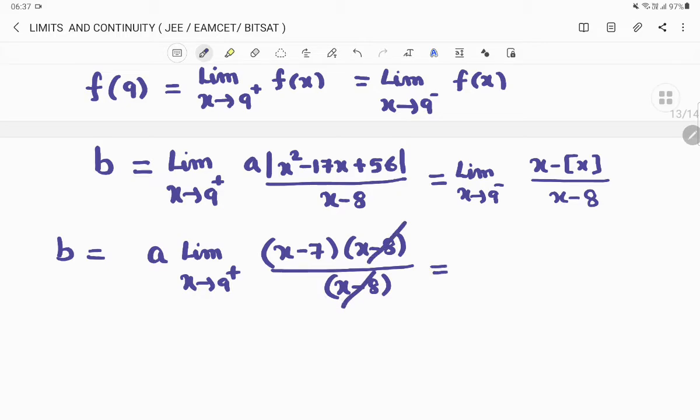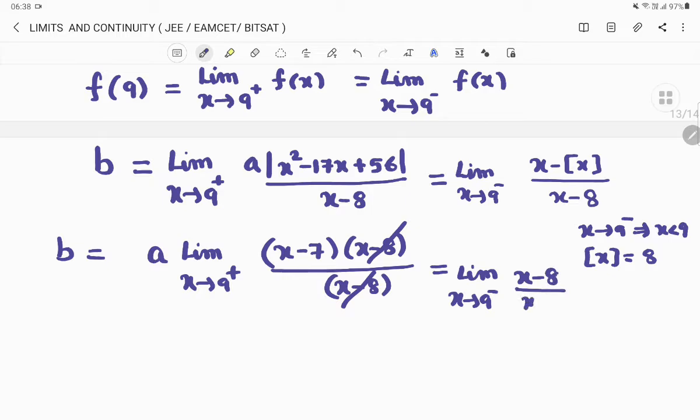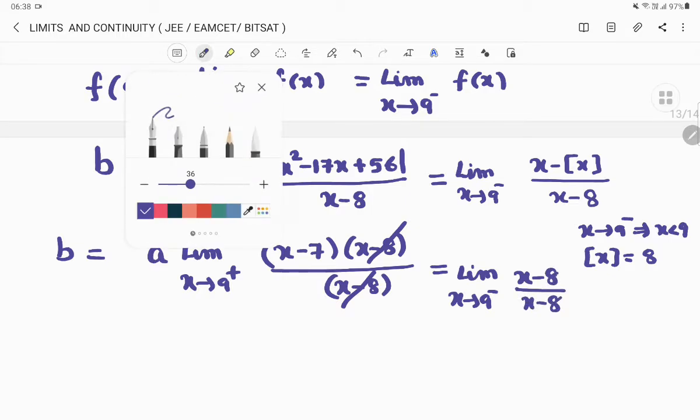And here, a very important thing: as x tends to 9 minus, means x is less than 9. When x is less than 9, step x value lies between 8 and 9. Step of 8 point something should be equal to 8. So wherever step x is there in this limit x tends to 9 minus, you can replace it with 8. Therefore, limit x tends to 9 minus of x minus step x, whose value is 8, by x minus 8. I hope everyone understands.